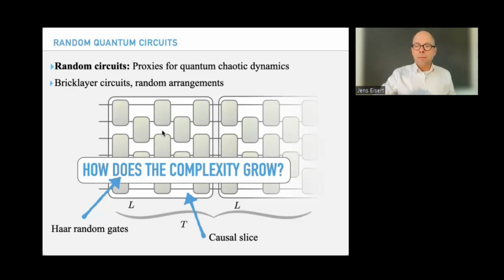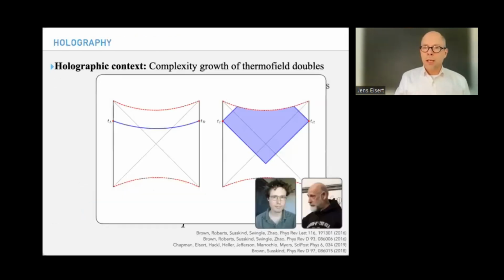And the question we will start from is how the complexity of this circuit grows with the length of the circuit. If we draw fresh random gates along the way and they make the circuit deeper and deeper, how does the complexity of the circuit grow, meaning the shortest description in terms of quantum gates of the random circuit? This is an interesting question in many ways.